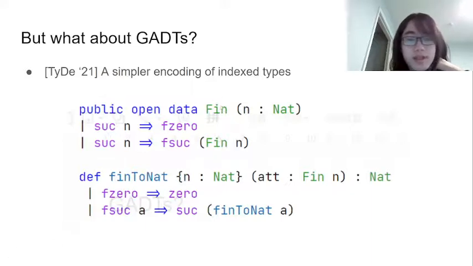So look at this Fin type. If you put 0 here, both constructors don't match, so it's an empty type.